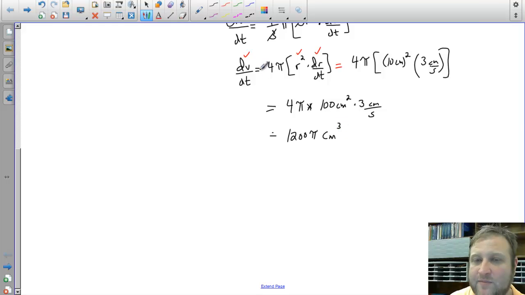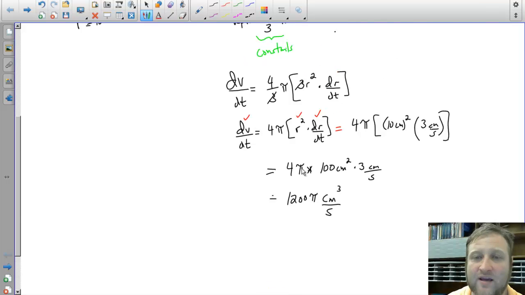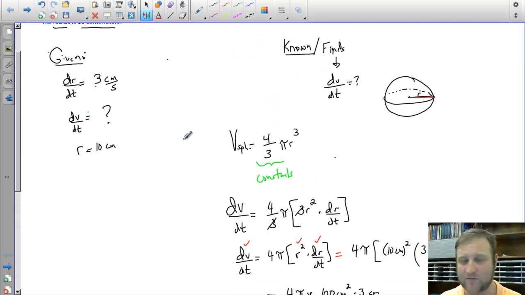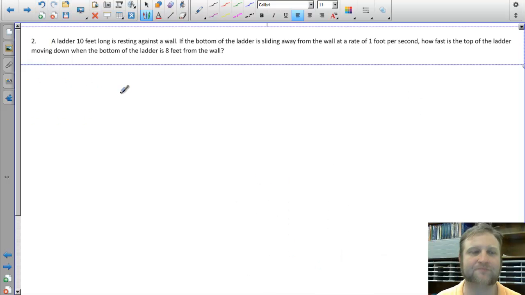And again, that centimeters cubed should be hinting to us that that's going to be a volume. Anything that's cubed will be a volume, but still a volume with respect to time. We're going to have that time, which will be our value of seconds, and that will be 1200 pi centimeters cubed per second. So again, there are a lot of ways that we can go about doing these problems. Most of our related rates will be forms of implicit differentiation. Let us go on to problem number 2.